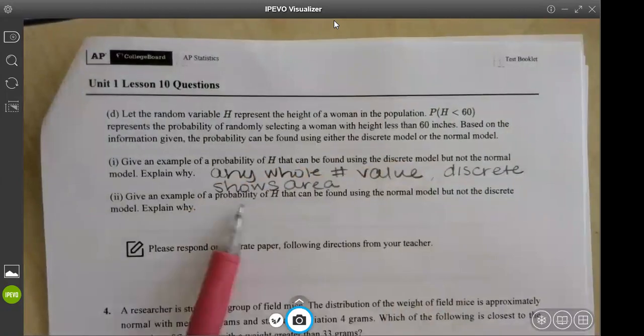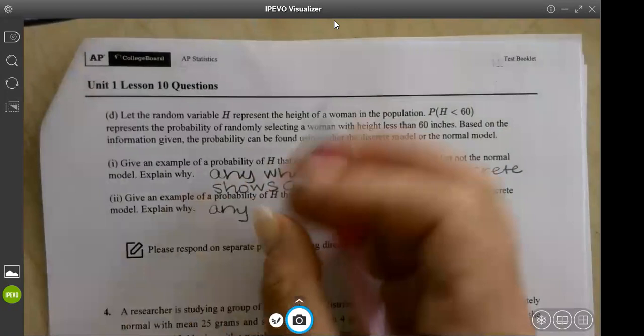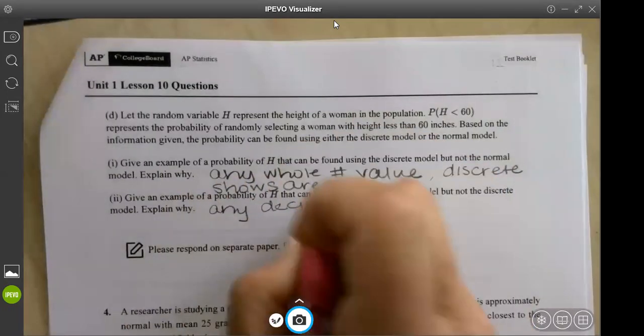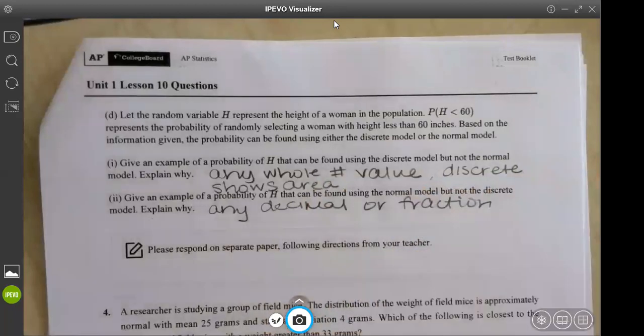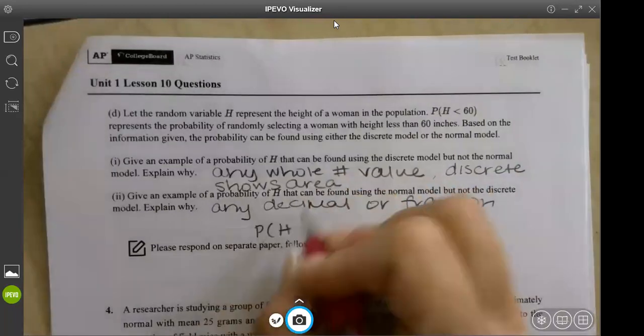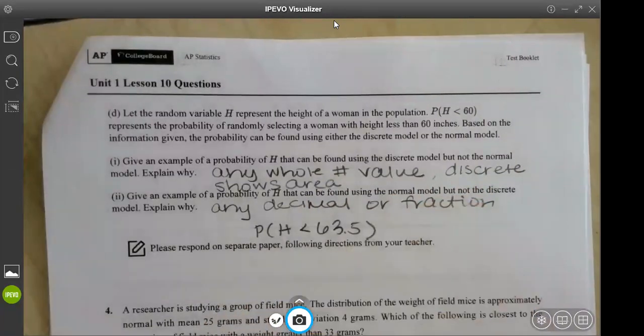So on this one, give an example of a probability that can be found using the normal model, but not the discrete. The discrete is all whole numbers. So in the normal, any decimal or fractional number, like 63.5, 63 and a half inches. The discrete model only shows 63 and 64. We can't pick up 63.5. Does that make sense? That's all it's asking for. Got it? And they probably would want you to write it like this. Okay, so just understand that. All right, so that's all of question 3. Any questions about that one?